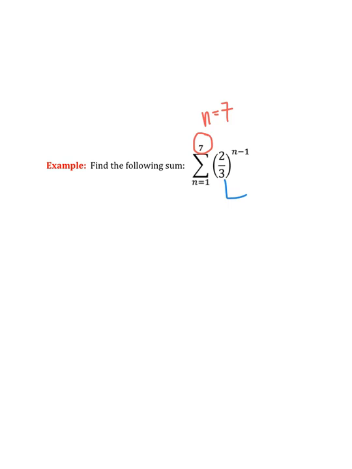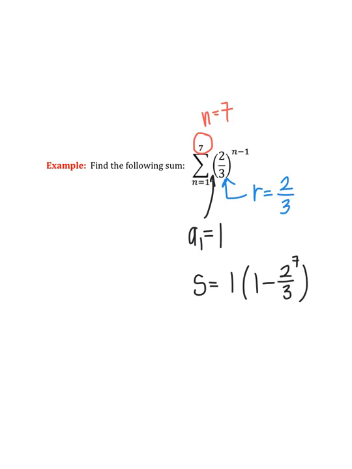The other thing we need is our ratio. So that's our ratio. Our ratio is equal to 2 over 3. And then our a sub 1 is buried in here. It's right there. So our first term is actually 1. So I'm going to just use everything I just pulled from this summation notation and plug it into my formula. So my sum is equal to my first term, 1 minus my rate to the 7th power, all divided by 1 minus 2/3.